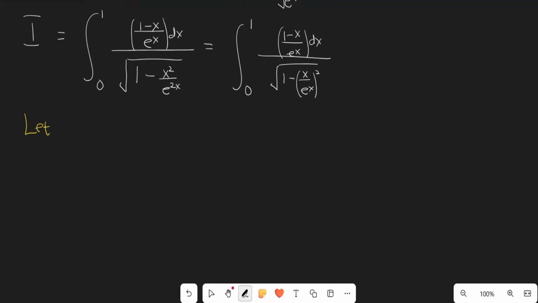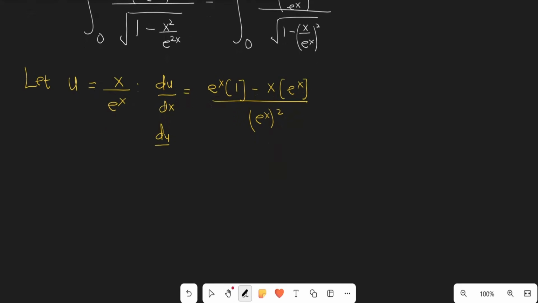We are going to let u be equal to x over e to the x, just this. So let's differentiate u with respect to x. We are now going to differentiate this using the quotient rule. So we are going to keep e to the x constant and we differentiate x, which is 1, minus we are going to keep x constant and we differentiate e to the x, and that is going to be e to the x. All this one divided by e to the x squared.